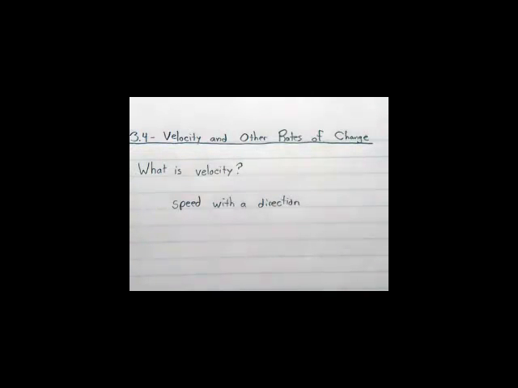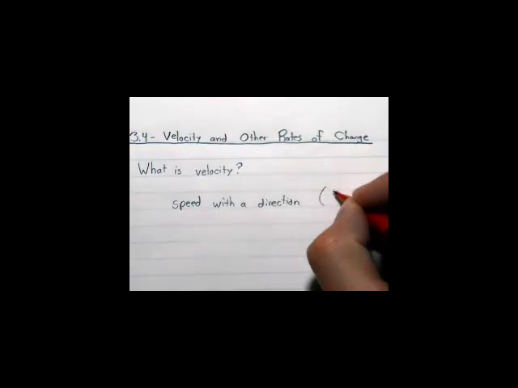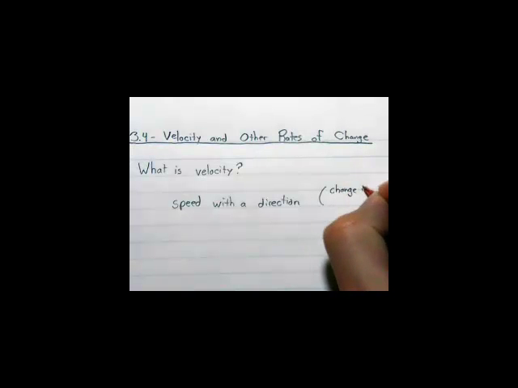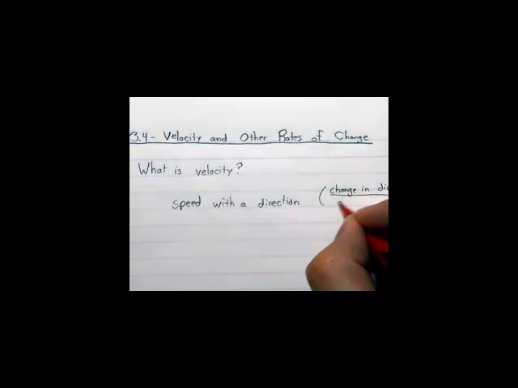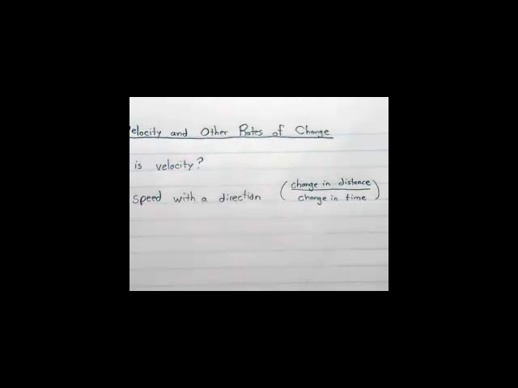So then my question is, what's speed then? If it's speed with a direction, what's speed? Distance over a certain time. All right, so it is a change in distance over change in time, right? Okay, and a velocity can be thought of that way as well. Change in distance over a change in time. It just happens to have a directional component to it as well.